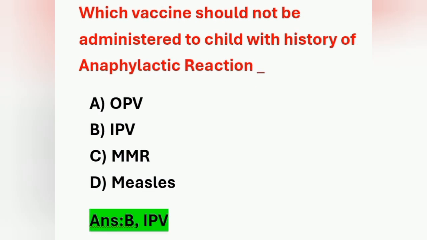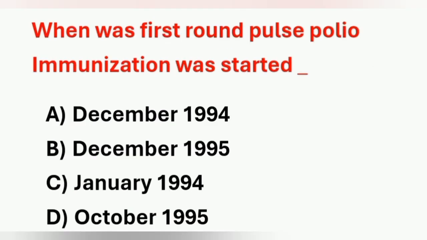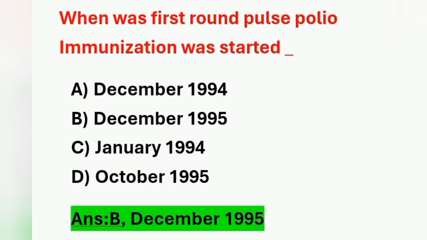And the next question, when was the first round of pulse polio immunization started? And our options, option A December 1994, option B December 1995, option C January 1994, option D October 1995. First round pulse polio immunization was started in December 1995. Option B is the correct answer.